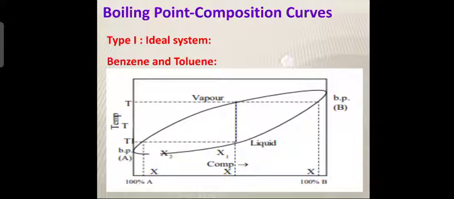Now, here is the boiling point composition curve for what? Type 1 system, that is ideal system, for example benzene and toluene. Now, in this graph you can see temperature, or boiling point, has been plotted along the y-axis, and composition along the x-axis. You can see here this point is for 100% A composition, this point is for 100% B composition. This is the curve obtained for vapor composition, and this lower curve is obtained for liquid composition.